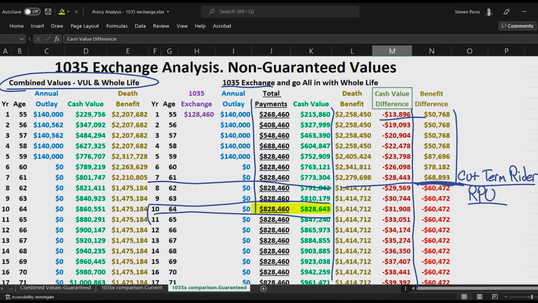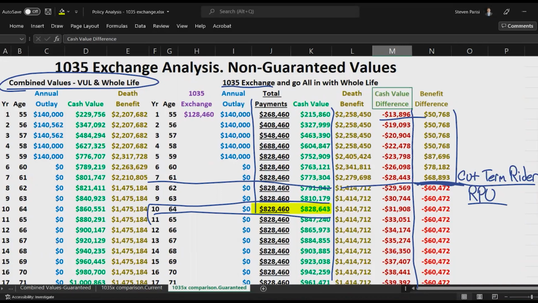Going back to the non-guarantees, we only looked at the fixed account with his VUL. If he says, hey, after a market correction, I want to put some money back into the market, right? Tie it to the market because I think I can do better there. That'll boost the overall values from what we see here. So it is a relatively small VUL, especially compared to what he's looking at with the whole life product.